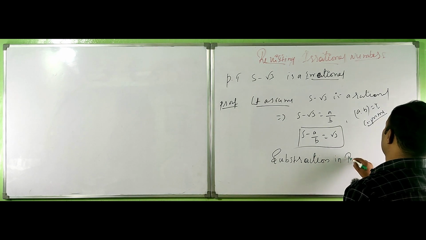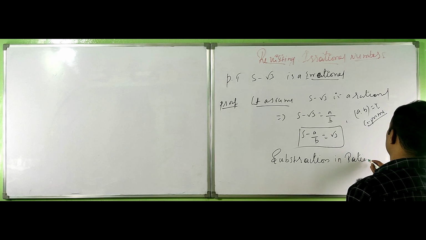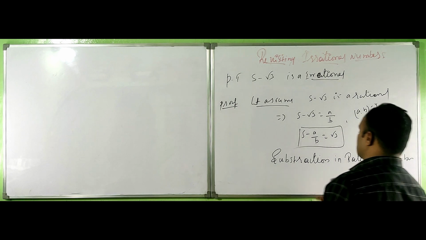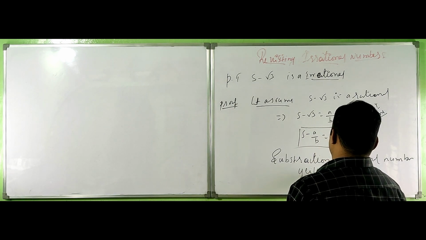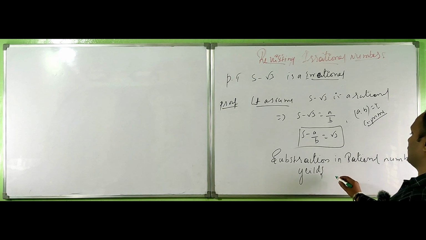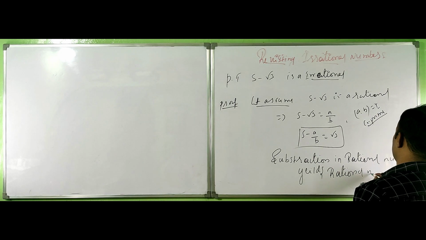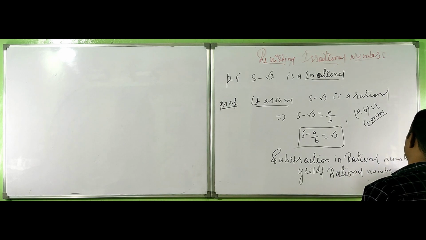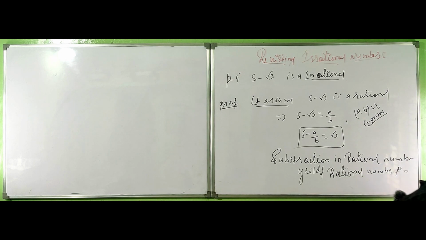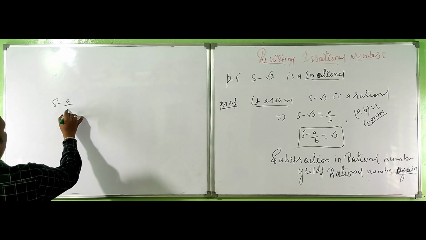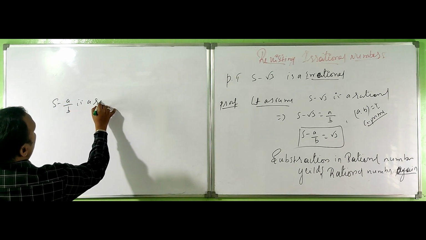yields a rational number again. Yields means gives a result. Therefore, 5 minus a by b is a rational number.